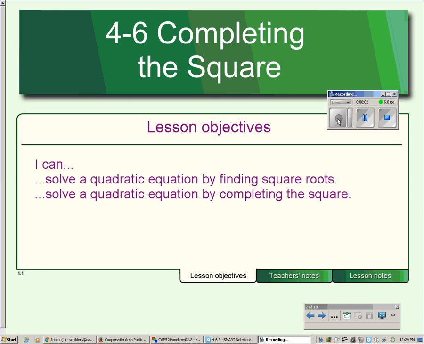This is lesson 4-6, part 2. In this lesson, we'll learn how to complete the square, and then we'll learn how to solve quadratic equations by completing the square.